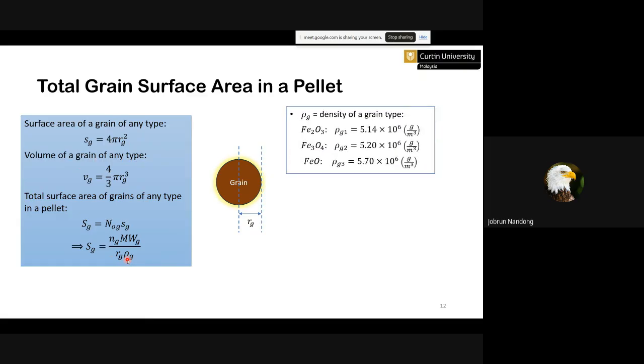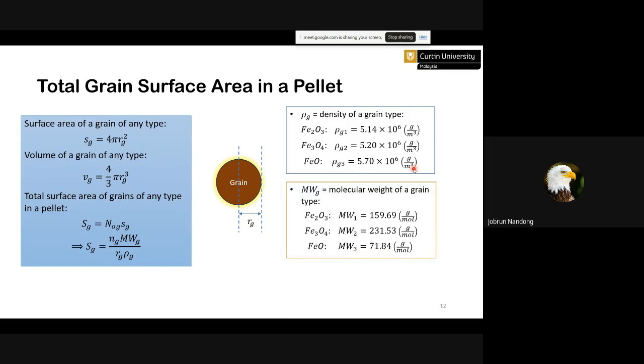So for the density of Fe2O3, that is around, again, these are from the open literature, so I just take the average one, which is around 5.14 times 10 to the power 6 gram per meter cubed. So Fe3O4 is about 5.2. FeO is about 5.7 times 10 to the power 6 gram per meter cubed. So also we can use the molecular weight again. The molecular weight for Fe2O3 is 159.69. So we need a molecular weight for all of those grains. We use that later in this calculation.